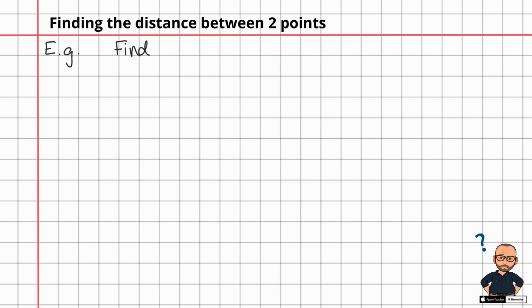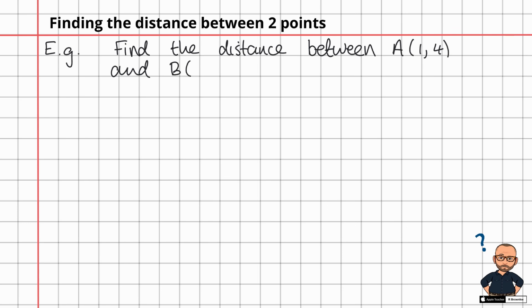So our example is: find the distance between A, which is the point (1, 4), and B, which is the point (3, 12). So I've given you two coordinates, and all I want you to do is to find the distance between them. Okay? So for the first example here, we're going to just draw a sketch.